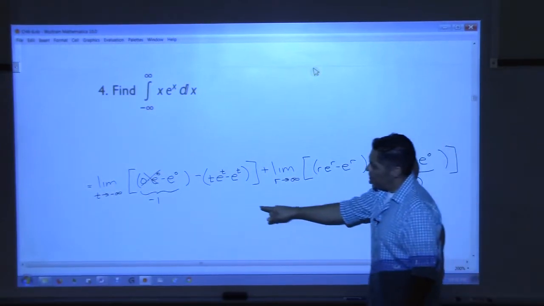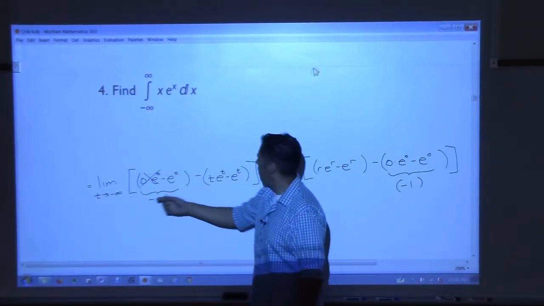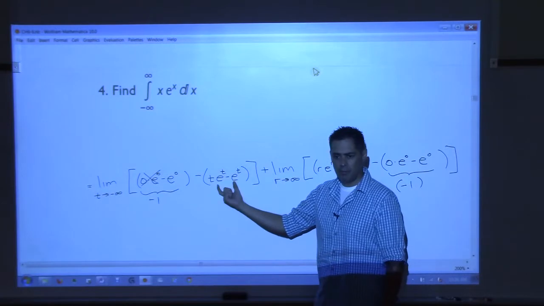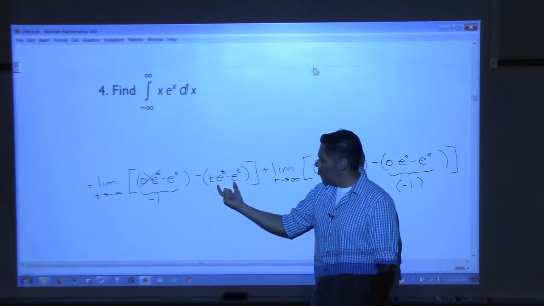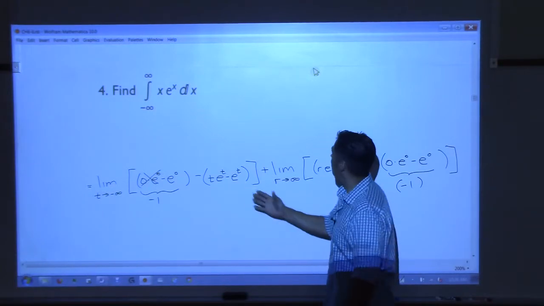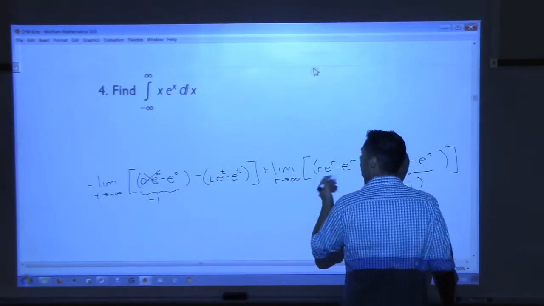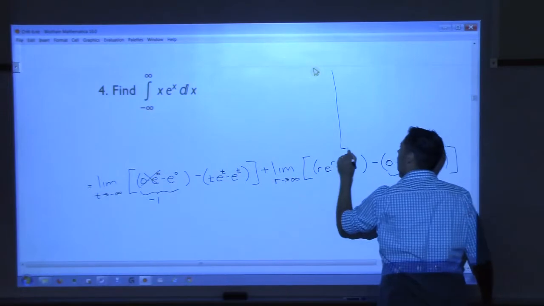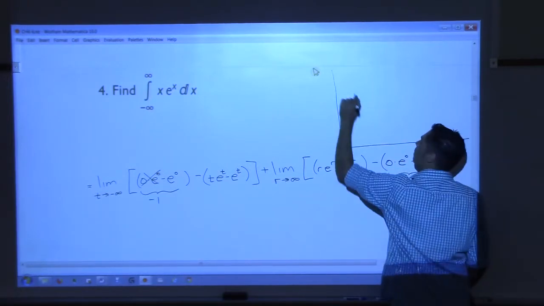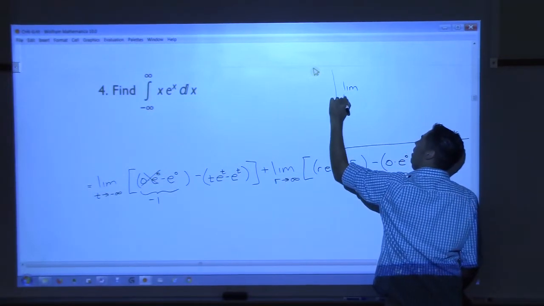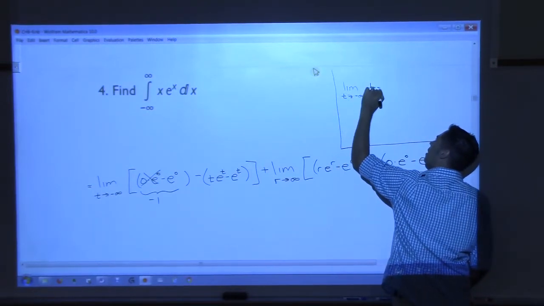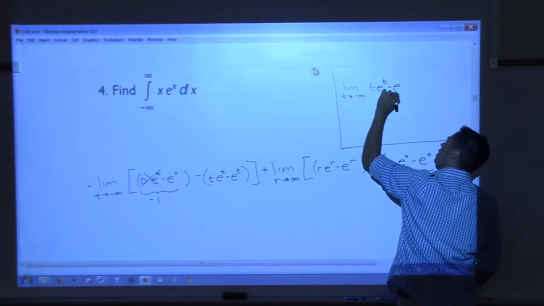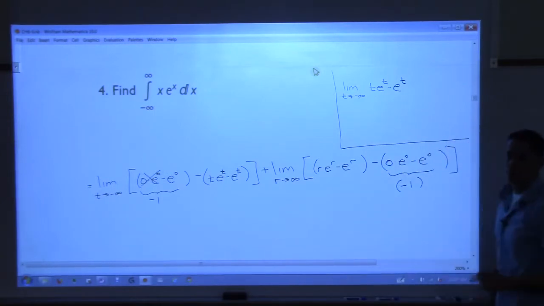I've got to let t go to negative infinity right here, right? That's what I've got to do? That looks a little bit messy. So here's what I'm going to do. I'm going to do some scratch work on the side here. I'll do it right here. I'm back in Cal 1 now. I'm taking the limit as t goes to negative infinity of t e to the t minus e to the t. That's what I'm about to do.